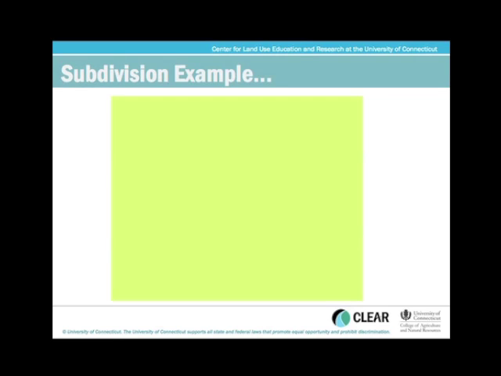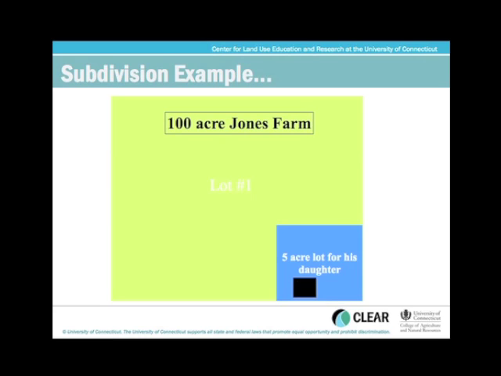So let's look at an example. Let's say we have a 100-acre farm here. Let's call this the Jones farm. And so this would be a single lot. Now let's say the Joneses just want to split off a piece of property for their daughter so she can build a house. So they can split off a 5-acre piece here, let's just say. And so they have a 5-acre piece, and then they have a 95-acre piece.